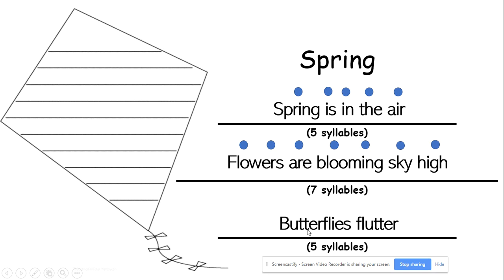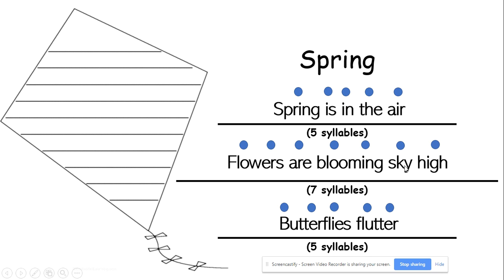The last line only has 2 words, but again, that's not what's important. Our first and third lines of our haiku need to be made up of 5 syllables. Let's count the syllables in this line together. Butterflies flutter. There are 5 syllables, even though there are only 2 words. So again, the syllable pattern is 5, 7, 5.